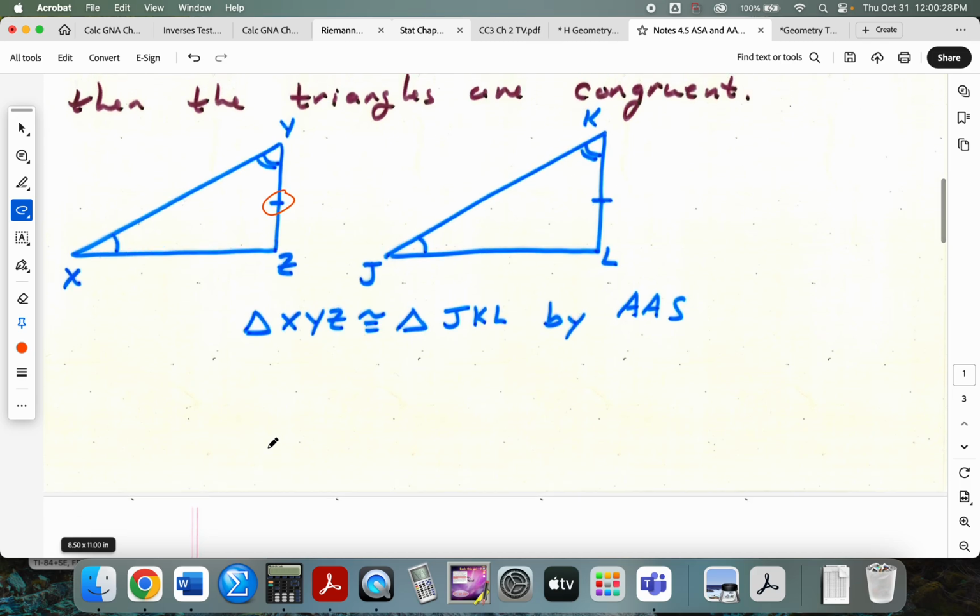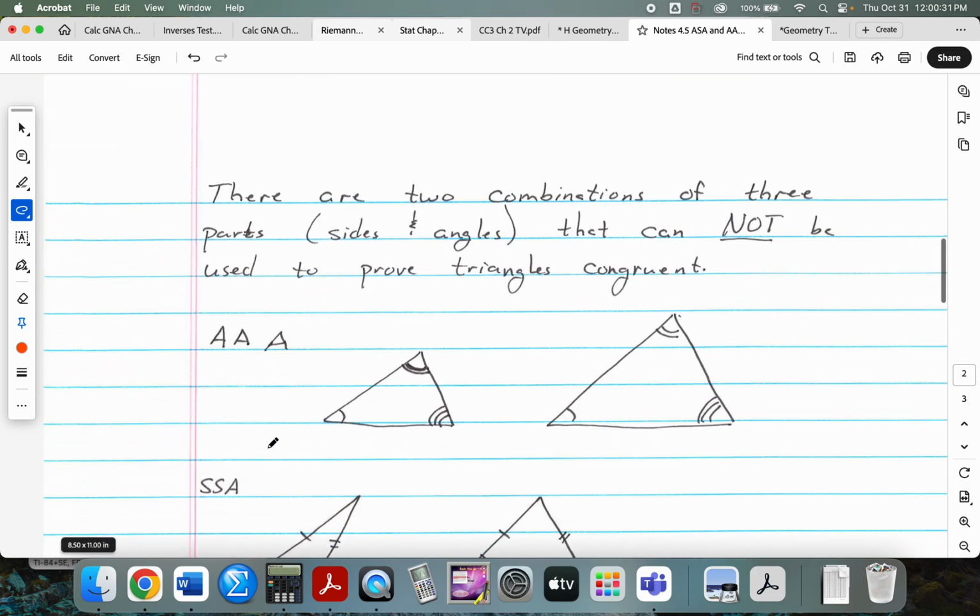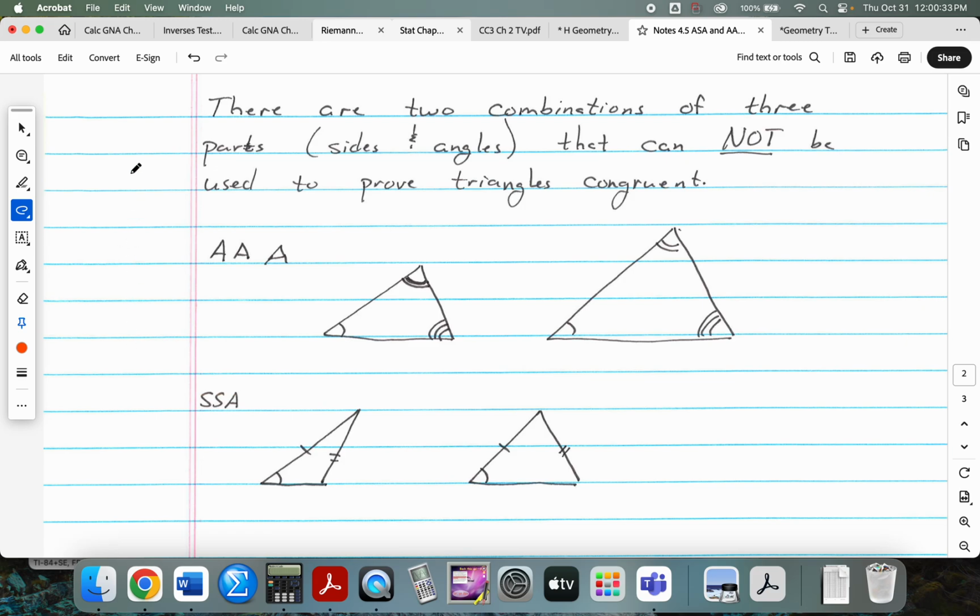All right, now, there are two combinations of 3 parts, sides and angles, that cannot be used to prove triangles congruent. And I'm going to show you an illustration of why. The first one is angle, angle, angle. If the angles are all the same from one triangle to the other, do the triangles have to be the same size? No. And that's why angle, angle, angle cannot be used to prove triangles congruent. Later on, we'll talk about similar triangles. Those two triangles are similar to one another. They're the same shape, but not necessarily the same size.